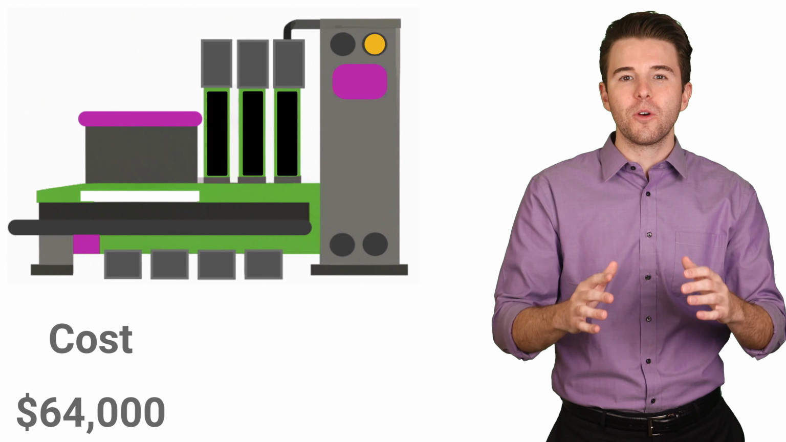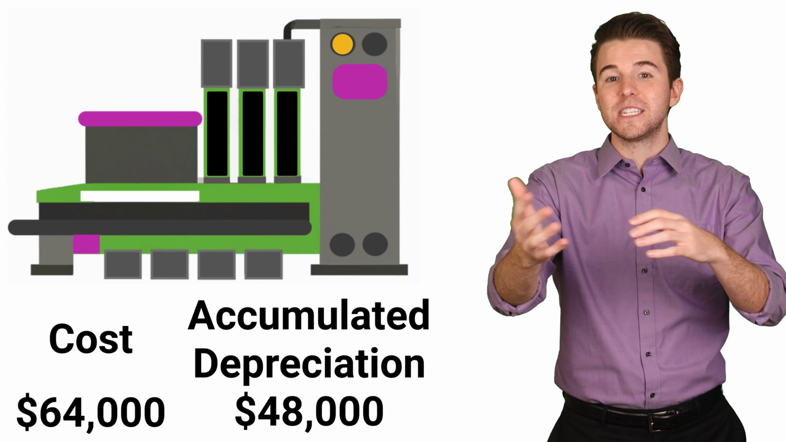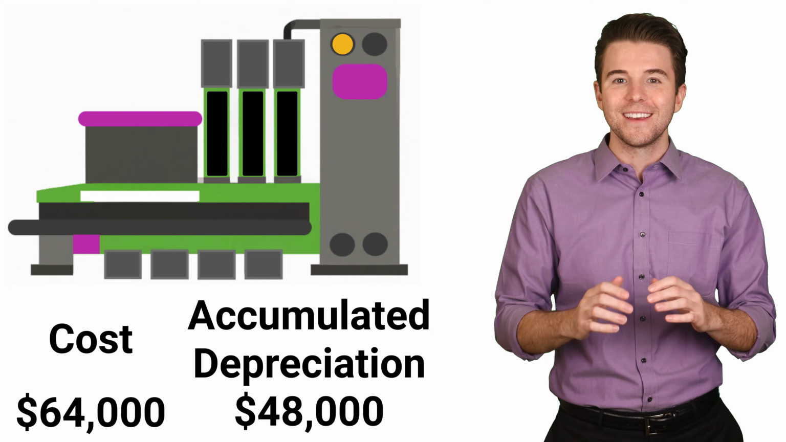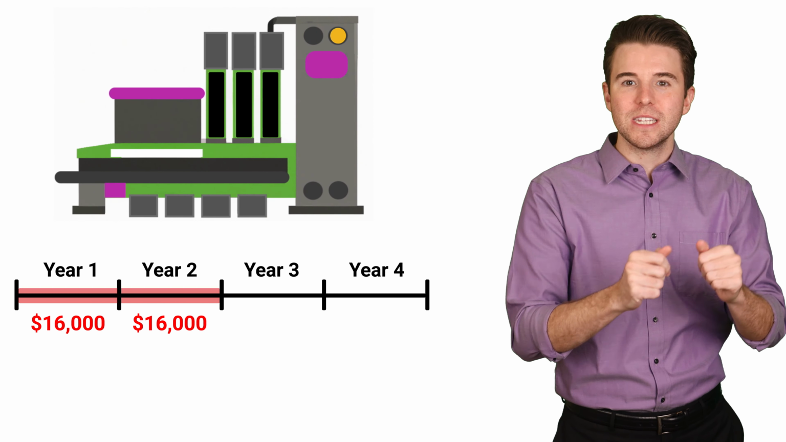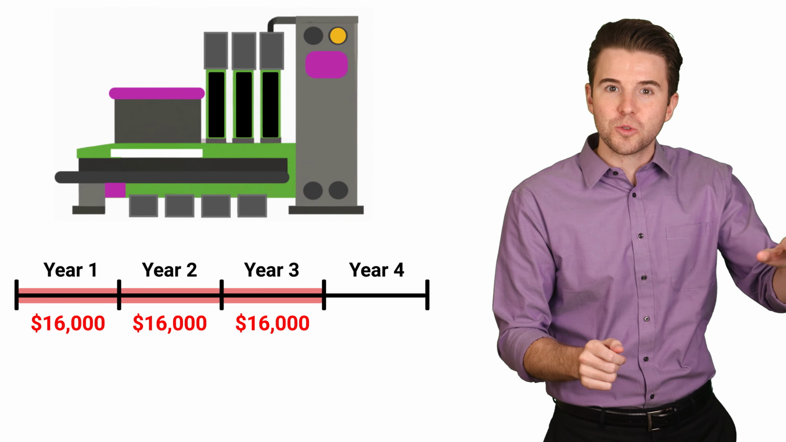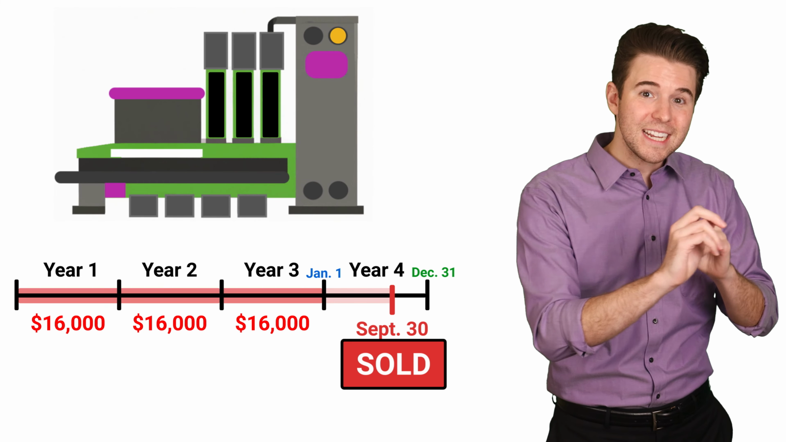So let's assume we have machinery with a cost of $64,000 and accumulated depreciation of $48,000 on December 31st of the prior year end. This machinery is being depreciated by $16,000 per year using the straight line method. Now on September 30th of the current year, it's sold.